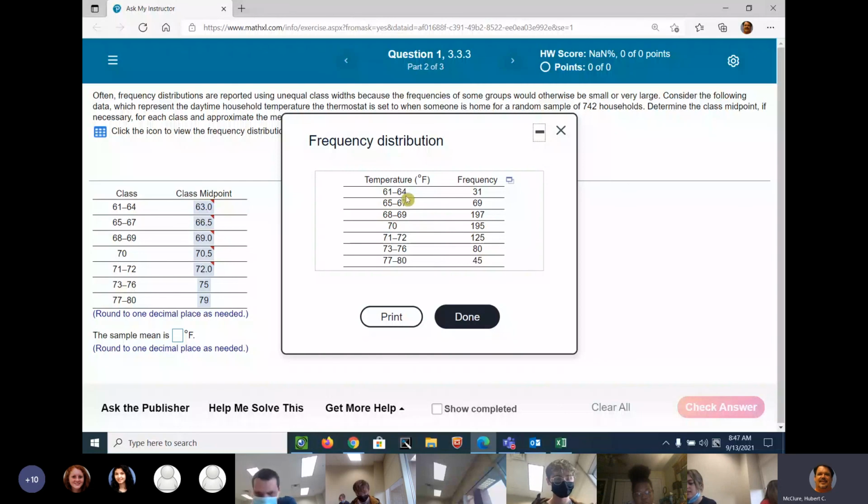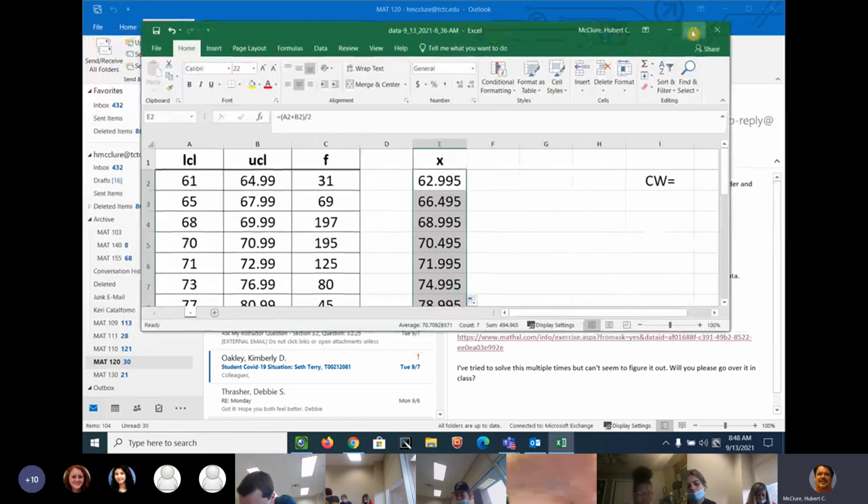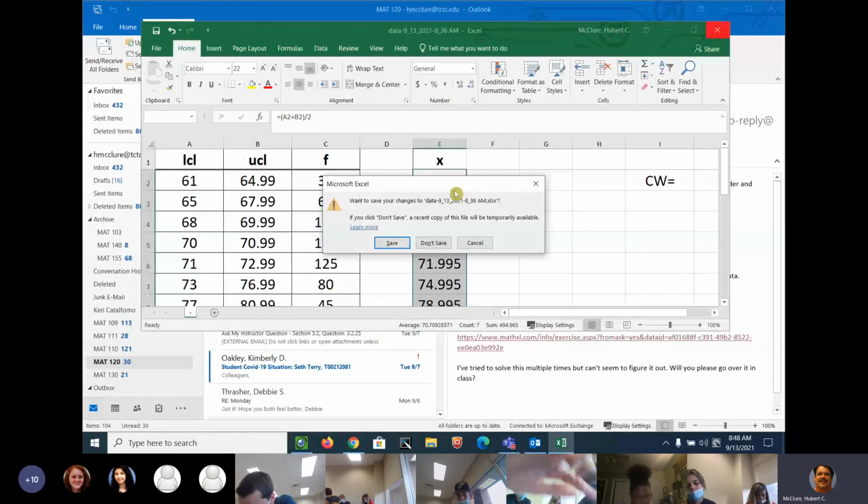See, 61 to 65 is a class width of 4. And then 65 to 68, that's a class width of 3. This one don't even have a class width. This is not a test question. I would never put this on a test. Does everybody understand that? Okay, so I'm going to move on. I can see why you sent that question. That question is not even valid.